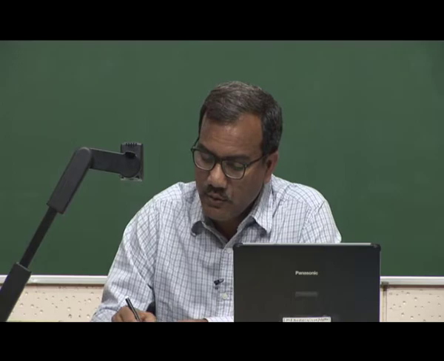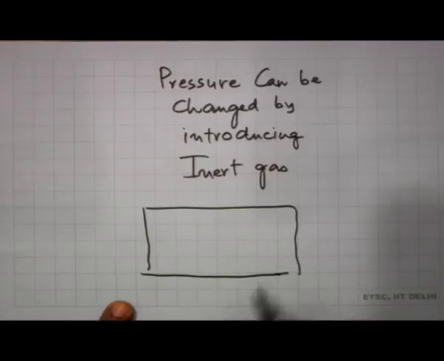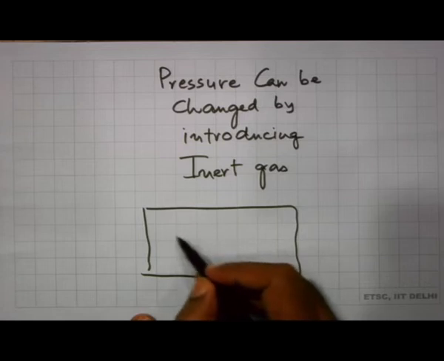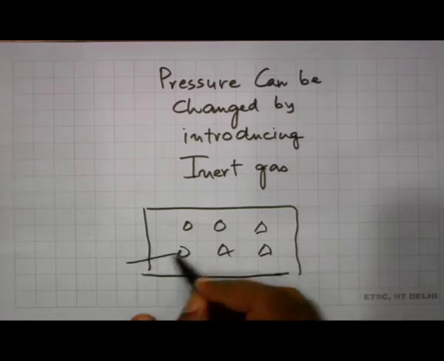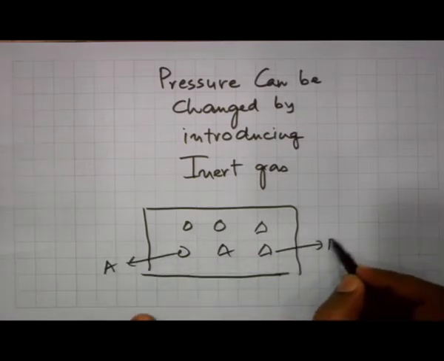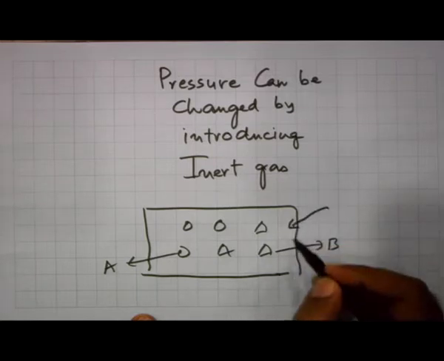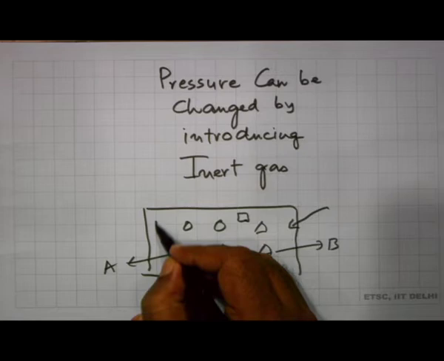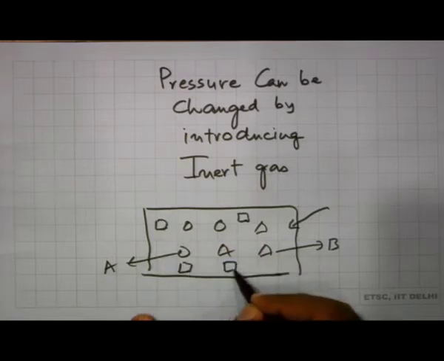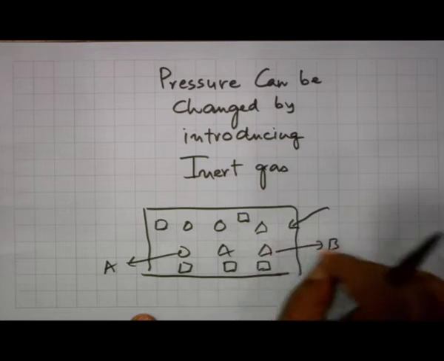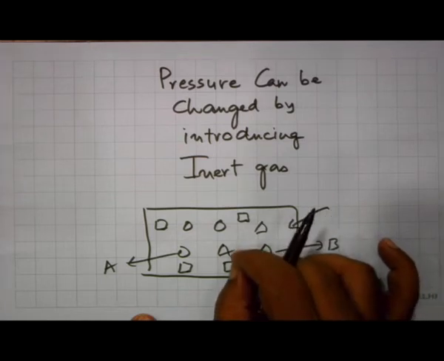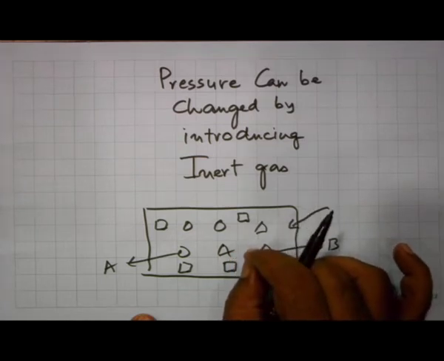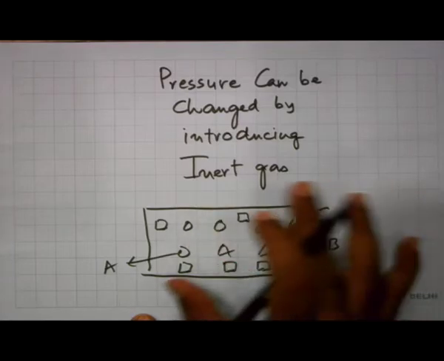Suppose I take a closed container with molecules of A and B. A is the reactant, B is the product. I can increase the pressure by introducing another gas which does not interact with A or B; that is, an inert gas. Overall pressure is increased, but volume has not increased. In that case, what happens?